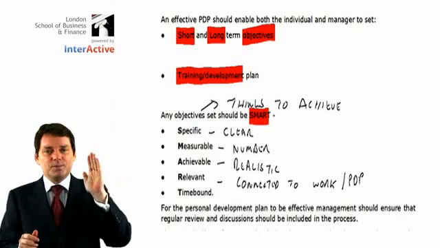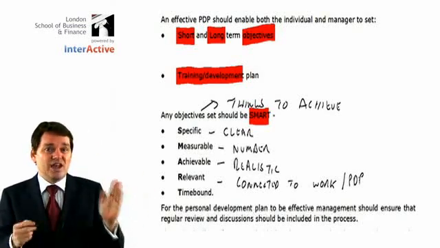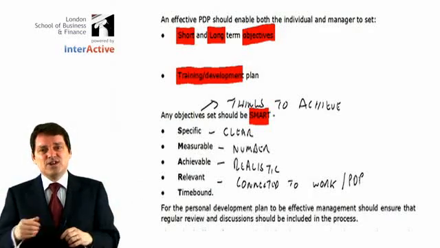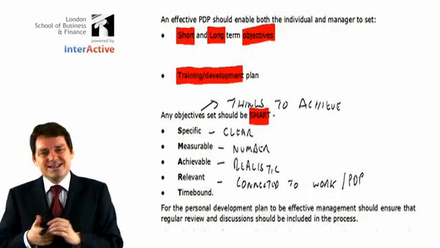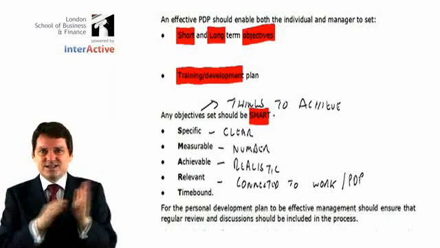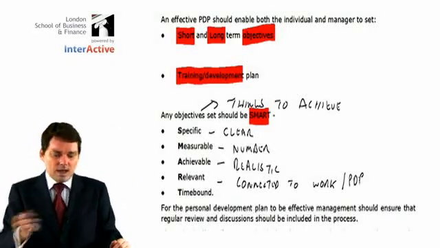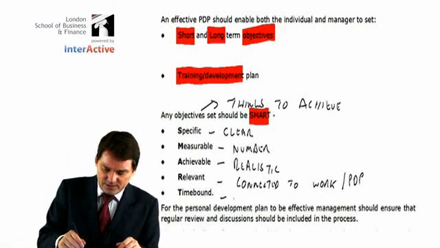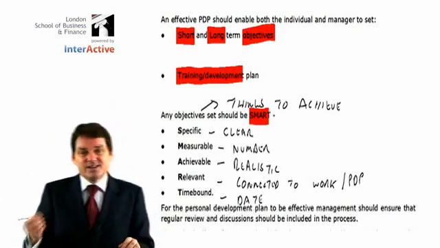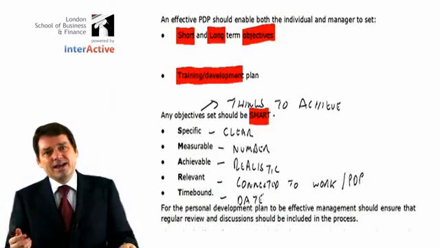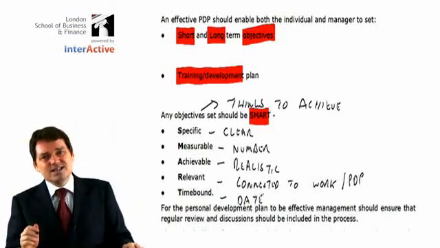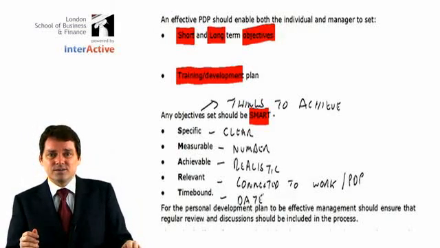If I want to do a particular thing, I want to teach F1, and one of my objectives is to learn how to teach F3, that doesn't actually match up with what I want to do, so I won't really be very interested. And finally, time-bound. You need a date when you're going to come back and see, has the objective been achieved at that date?